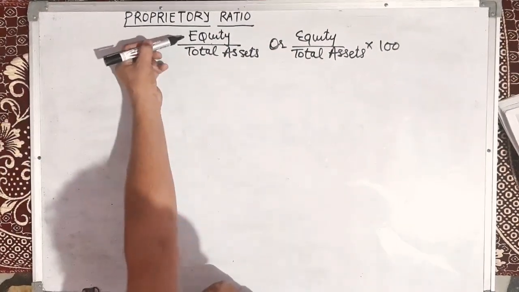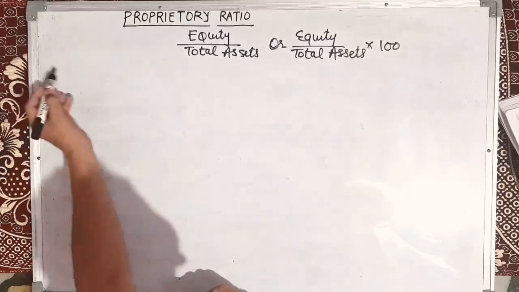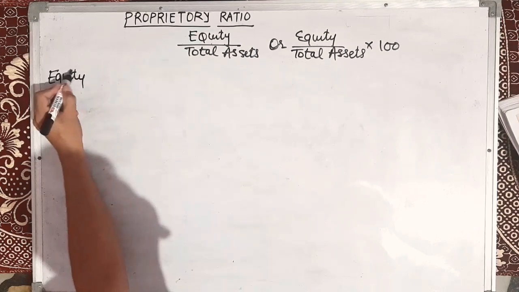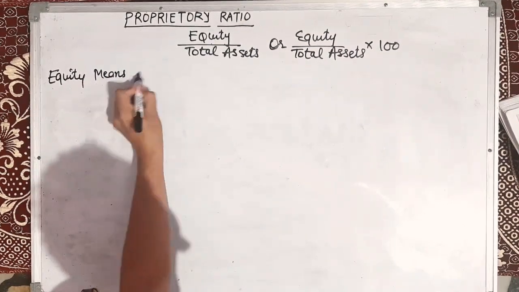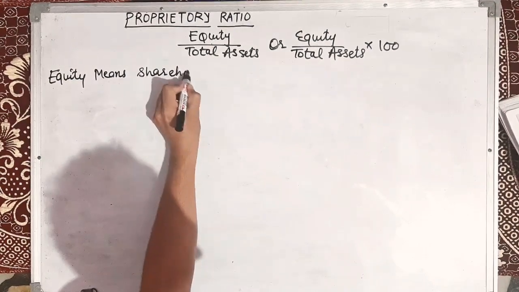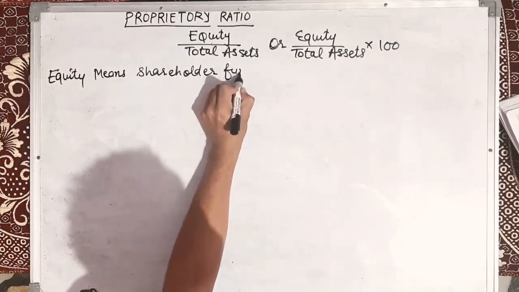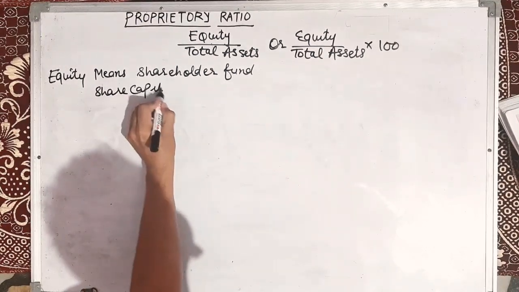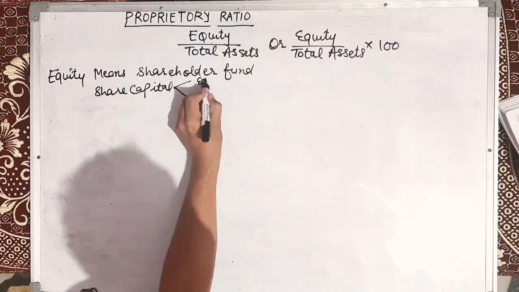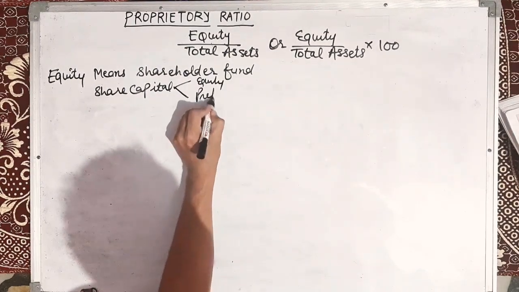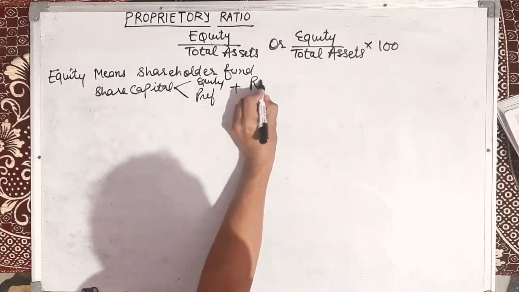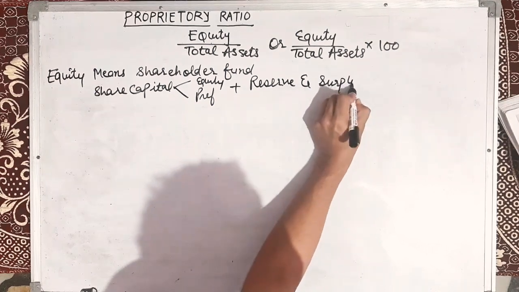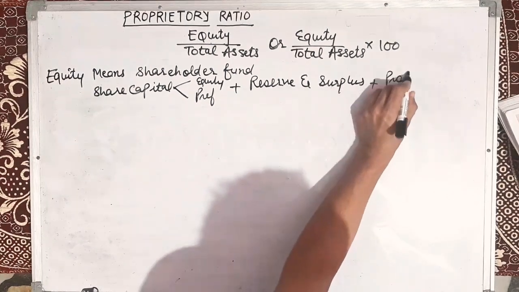So we have used two components. First one is the equity and second one is total assets. We will start from the equity. Equity means shareholder fund. It includes share capital, both equity and preference, plus reserve and surplus, plus profit and loss.